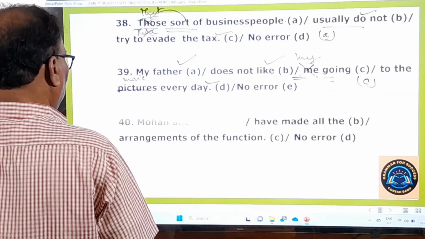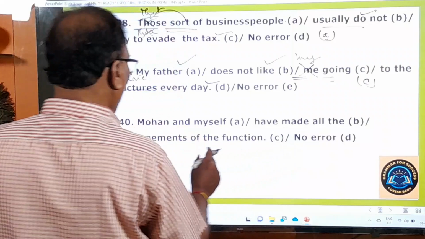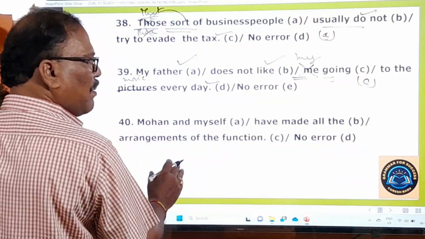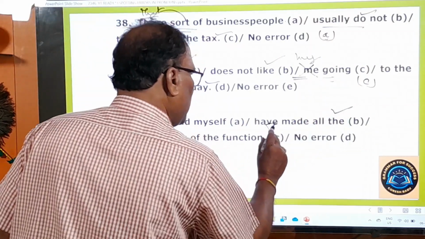Next. Okay. 40th one. Mohan and myself have made all the arrangements of the function. So if you observe this sentence, B part is okay and C part is okay.